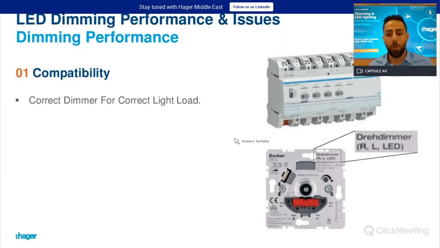Compatibility, as simple as that: the correct dimmer for the correct lighting load. We need to check what kind of dimmer, and we need to check what kind of load. Straightforward.